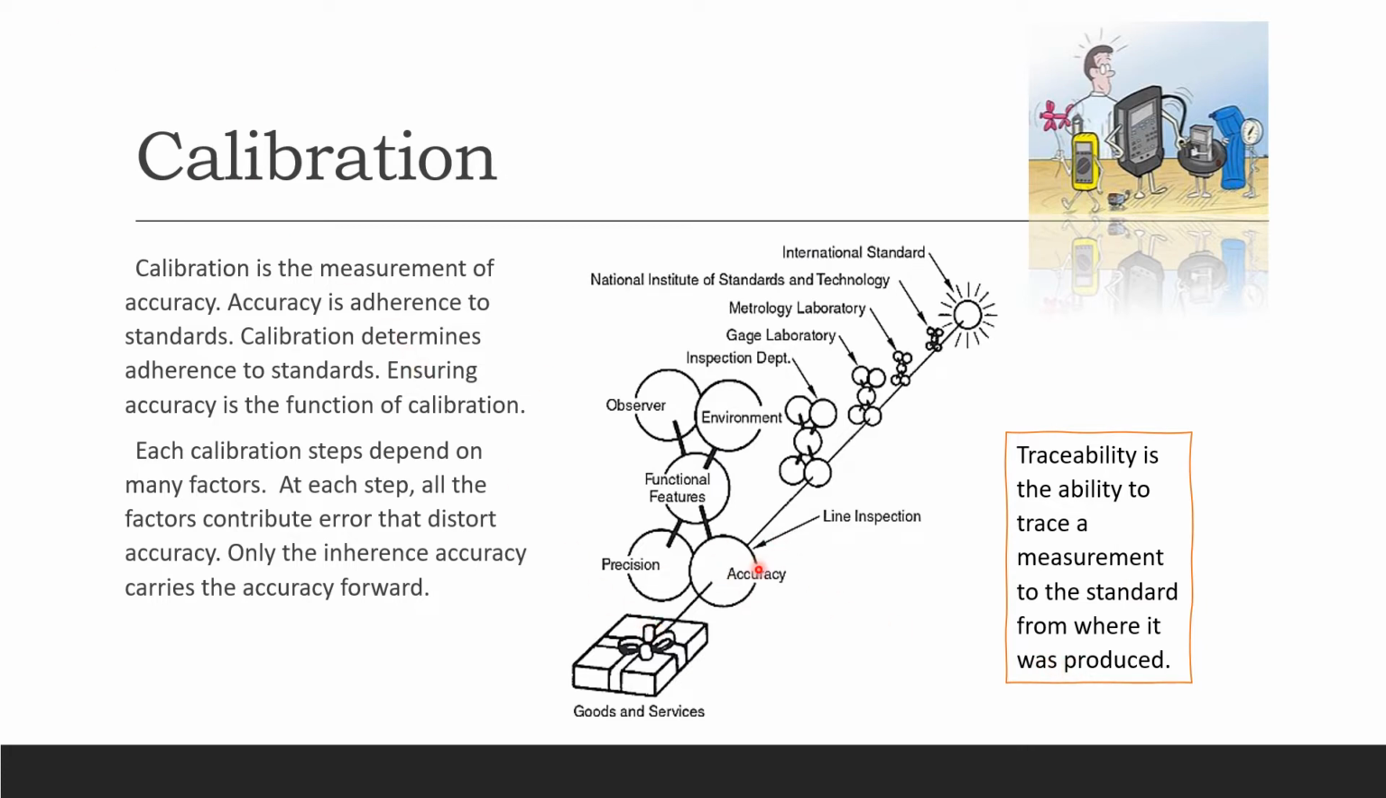When you look carefully, you're going to go precision, accuracy, functional feature, observer, environment, and go all the way back. Inspection of depth, and then gauge lab, metrology lab, and then you have the NIST lab, and then your international standard. So this is the root of your measurement or your instrument.